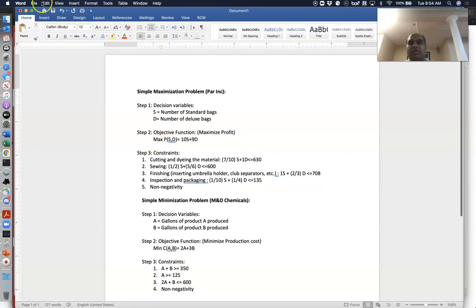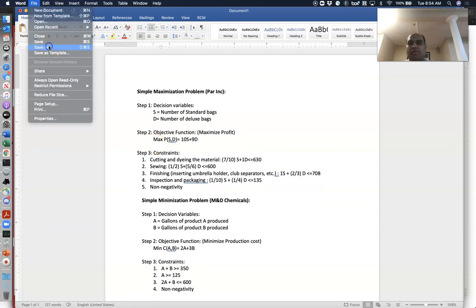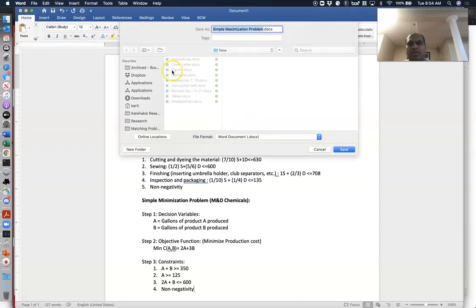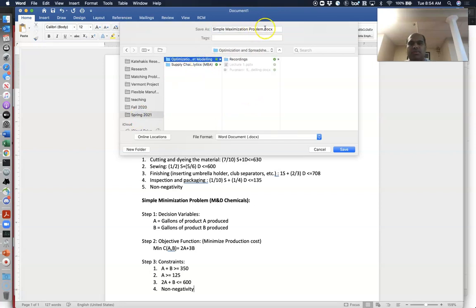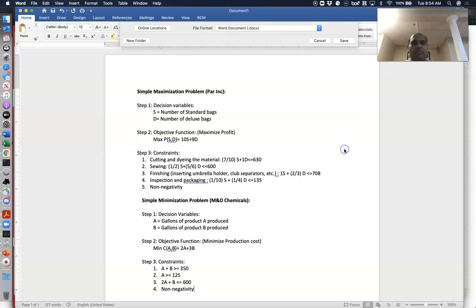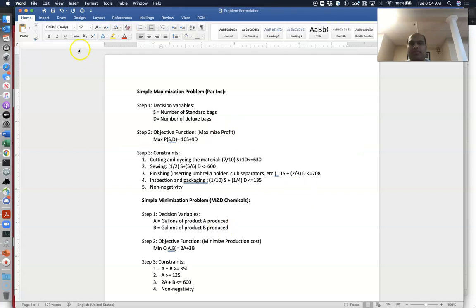So I'm going to save this file. I'm going to save this Word file and upload it on Canvas. I'm going to call it problem formulation. Now the formulation for the furniture problem is already in the PowerPoint file, so I'm not going to go over it. But for these two, I'm going to post the formulation up there, right? Okay.